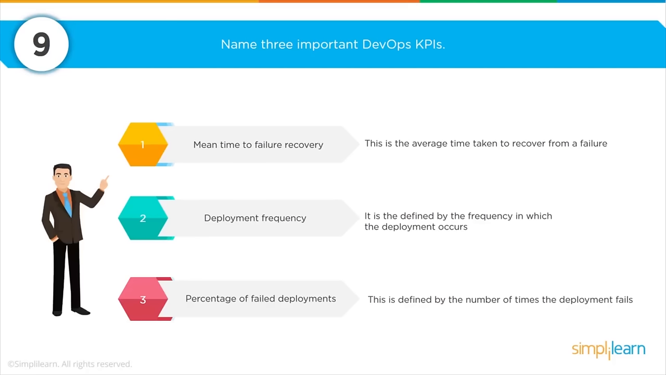The second is deployment frequency. And with deployment frequency, you want to be able to discuss how often do you actually deploy solutions and what actually happens when you're doing those deployments and what does the impact to your network look like when you're doing those deployments. And then the third one is really tied to that deployment frequency, which is around what is the percentage of failed deployments.